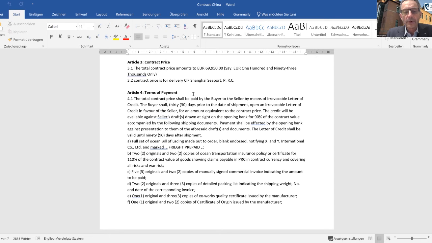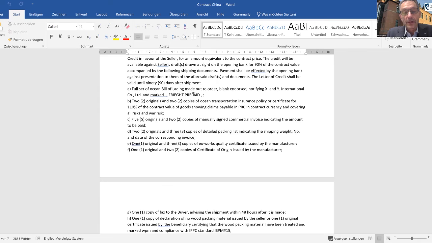Is there any critical point here in these documents? What is, for example, a detailed packing list? What does it mean, exactly? So it might be that in the end there is an interpretation, and then it is up to the one who has to decide. Might be a court, a judge, or whatever.